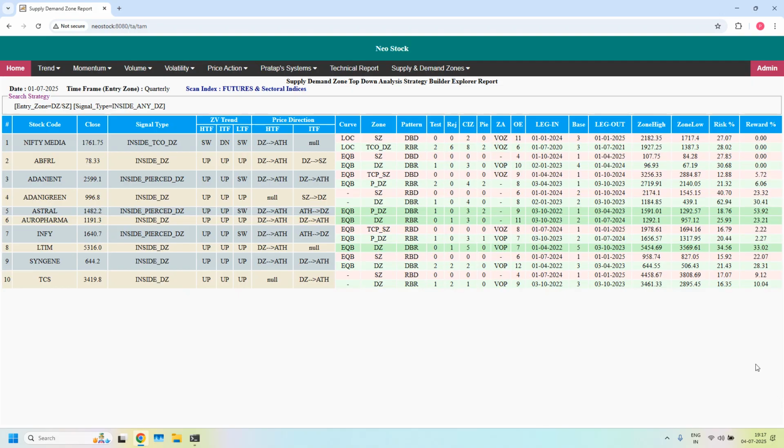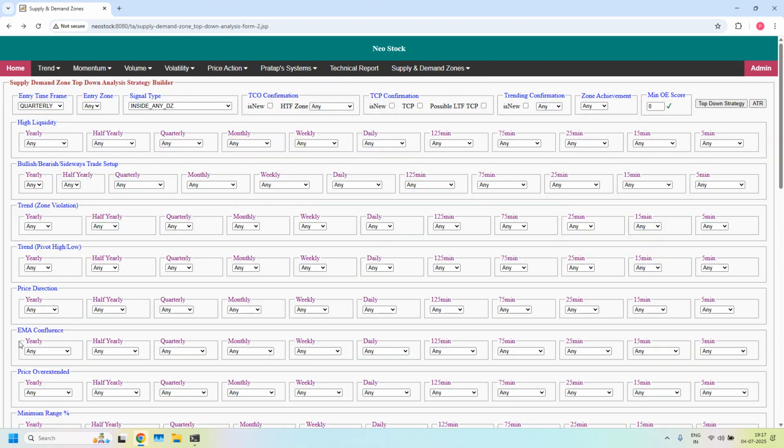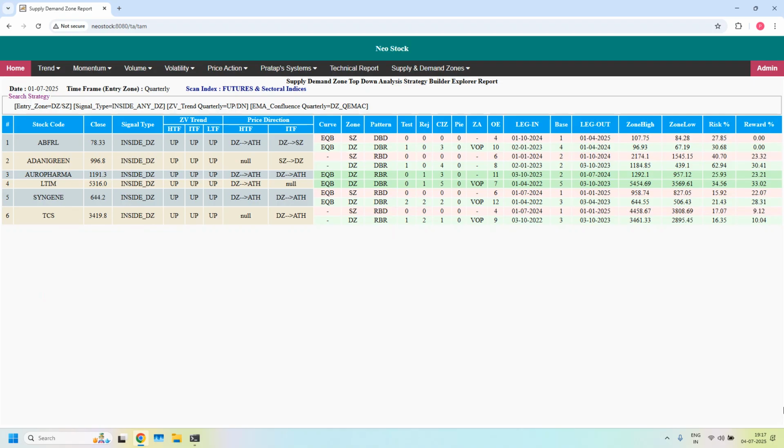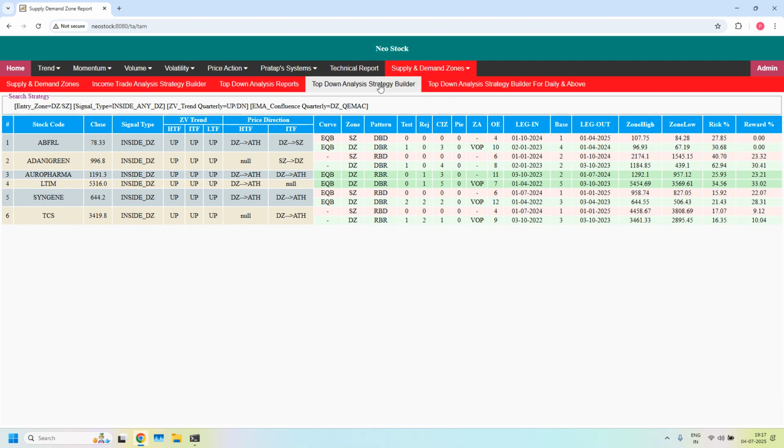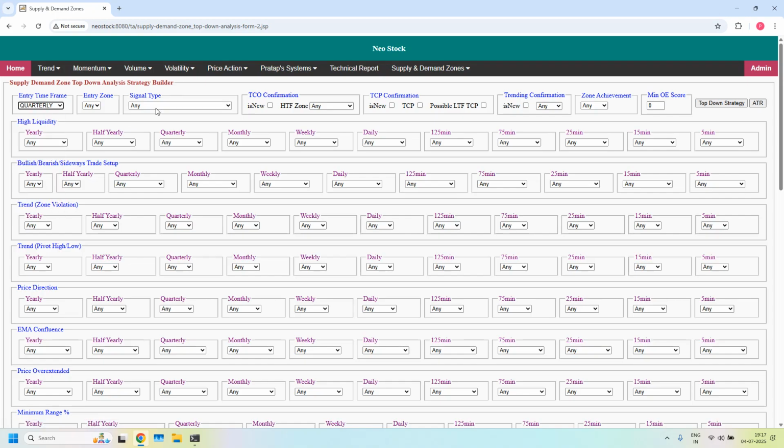We can further filter this list based on quarterly demand zone having quarterly EMA confluence. Quarterly demand zone with quarterly EMA. At the same time, trend on the quarterly should not be sideways. It can be up or down. So we got 6 stocks. Price closed inside the quarterly demand zone and those quarterly demand zones are having quarterly EMA confluence. Okay, next we will look into price closed inside the quarterly supply zones.